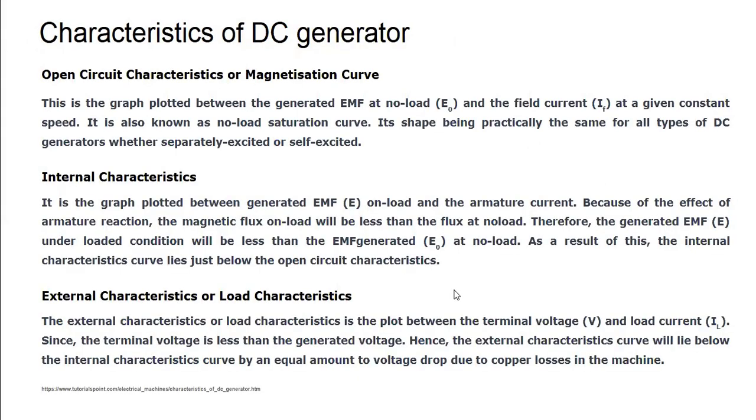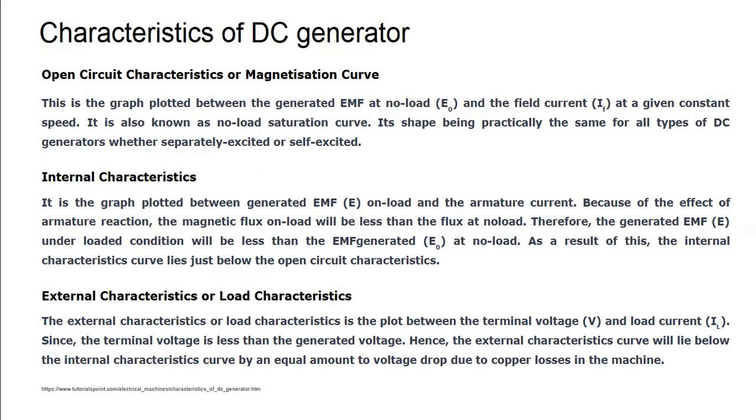So next, we are going to see the characteristics of a DC generator. The DC generator characteristics will be of three different types. The first characteristic is the open circuit characteristics, which is also called the magnetization characteristics. This magnetization characteristics, or open circuit characteristics, or no load characteristics, is plotted between the no load generated EMF and the field current. No load generated EMF is nothing but the generated EMF without any load.